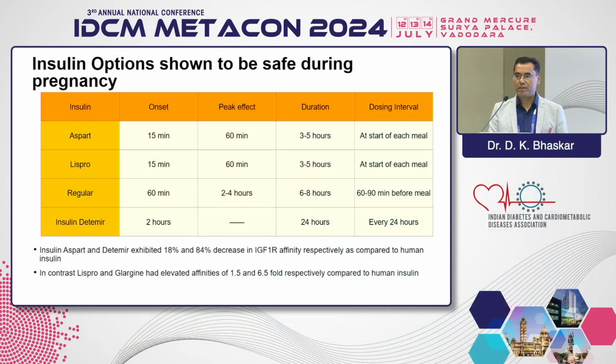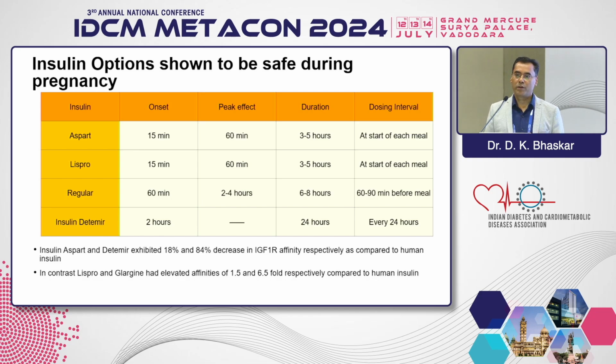So why does MNT fail in some patients? Sometimes patients with GDM with twins have higher insulin resistance, and Swati Madam has already told that as the pregnancy advances, insulin resistance increases.